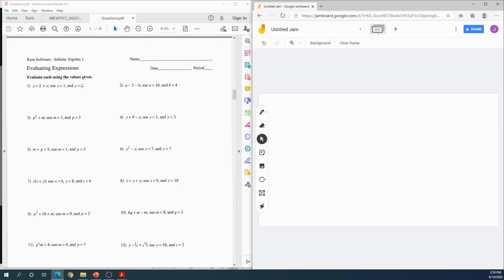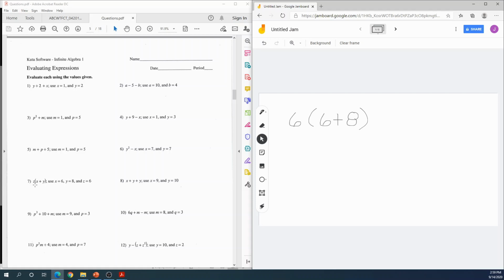Alright, let's jump on down here to problem number 7. So for number 7 we have z times, in parentheses, x plus y. So the first thing let's do is plug in all of our values. z is equal to 6, x is equal to 6, and y is equal to 8. Plug them in, we get the expression 6 times (6 plus 8).